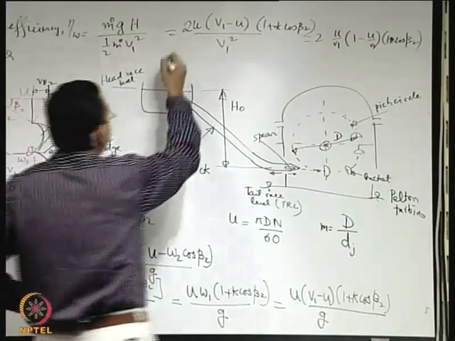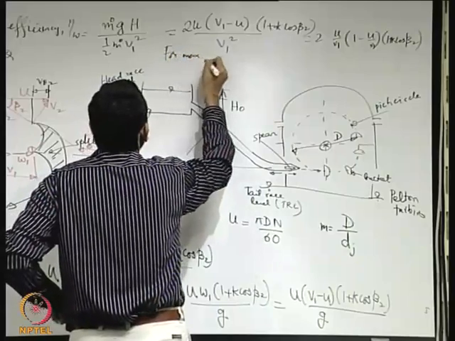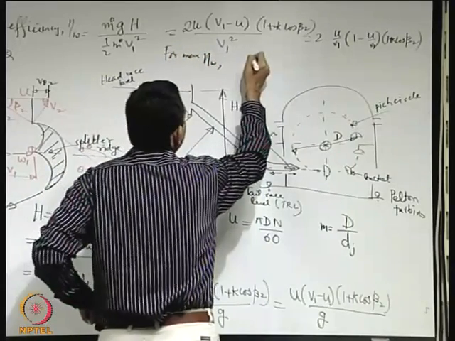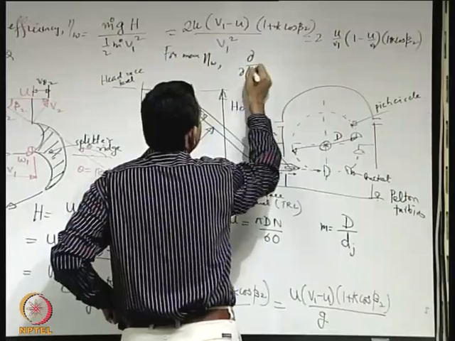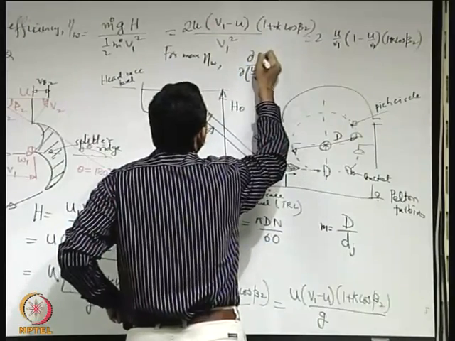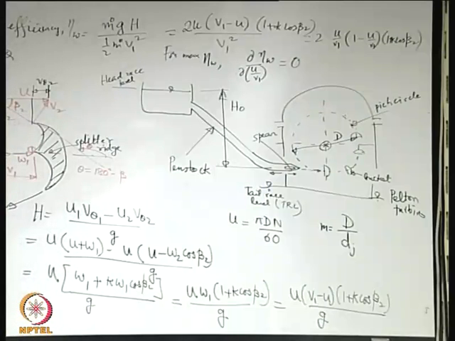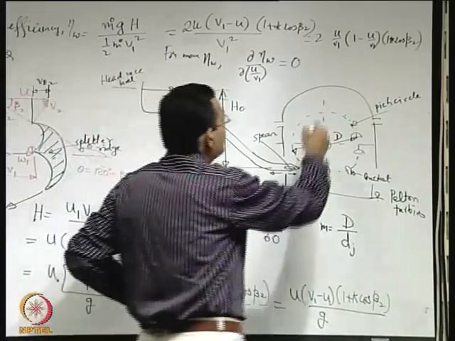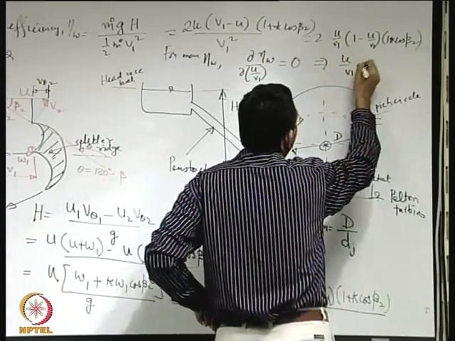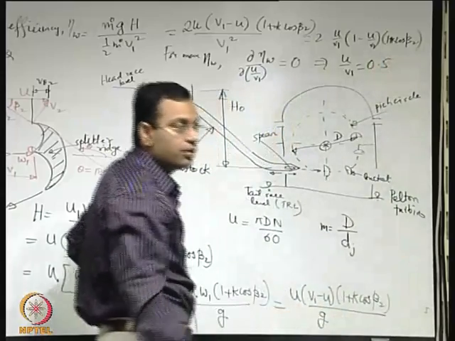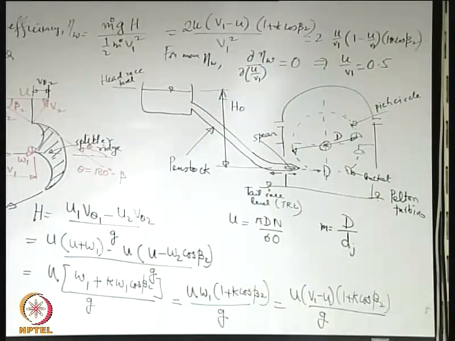So for maximum value of this, you must have the derivative of the wheel efficiency with respect to u by v1. U by v1 is a parameter here, other things are geometrical parameters, that is equal to 0. So from here you will get that u by v1 is equal to 0.5. So this is called the optimum speed ratio.